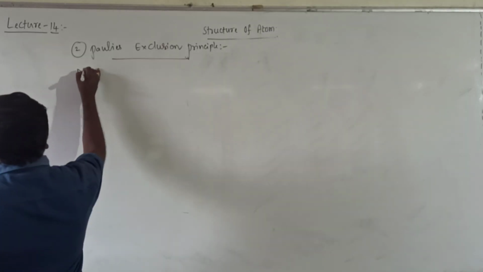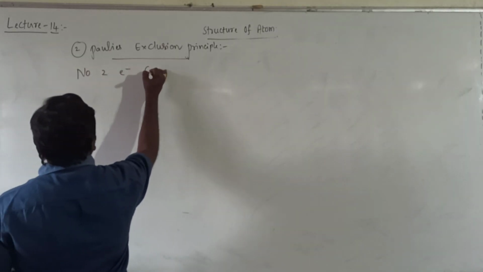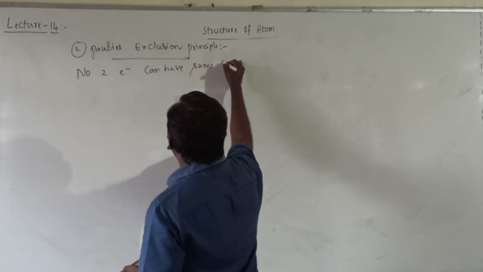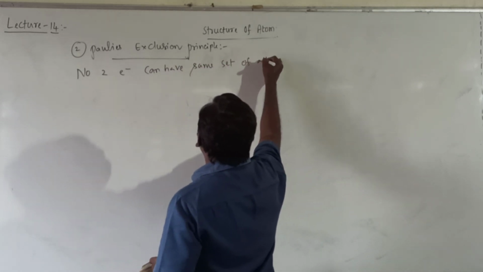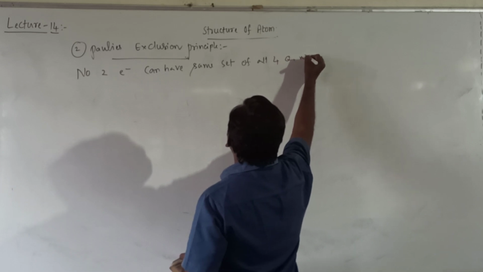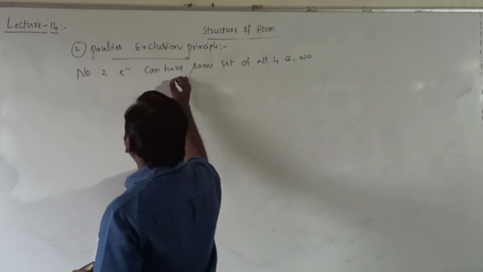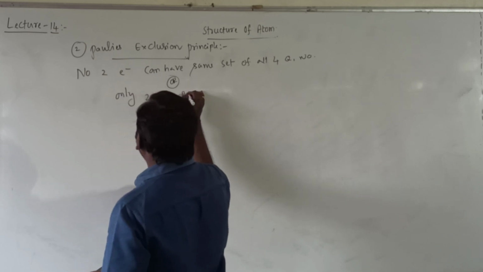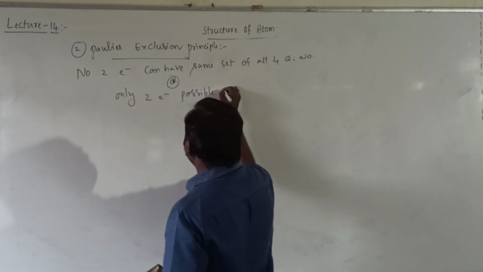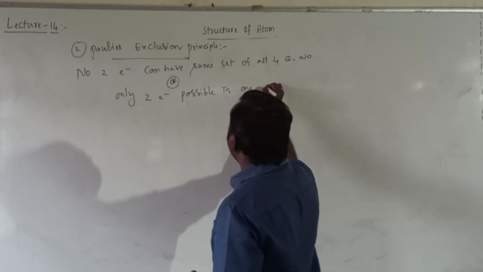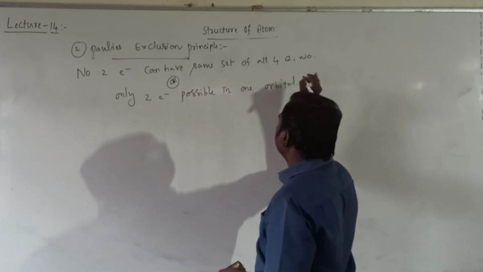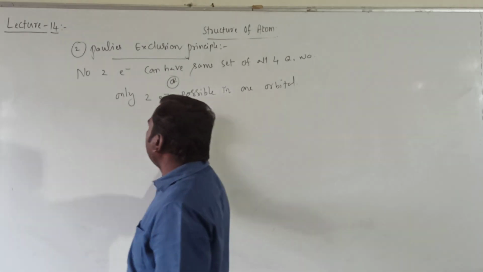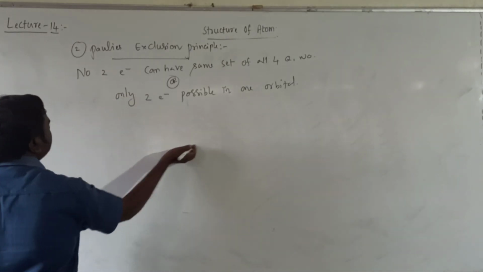No two electrons can have the same set of all four quantum numbers. The meaning is only two electrons are possible in one orbital. Now, for example, I am taking this.